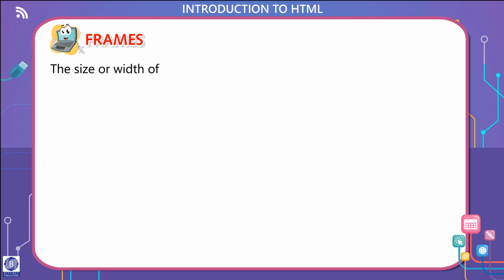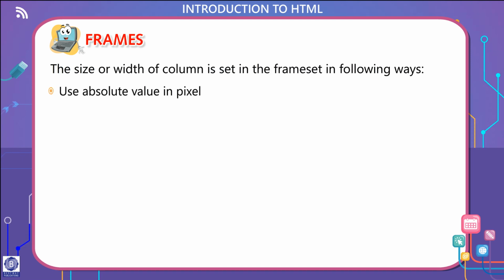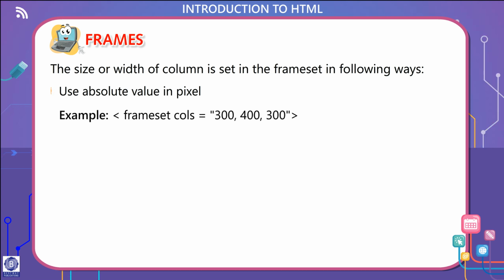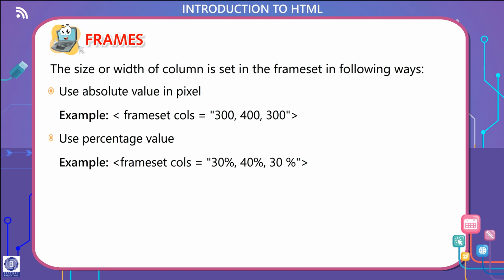The size or width of a column is set in the frameset in the following ways. Use absolute value in pixels. Example, frameset cols is equal to "300, 400, 300" in double quotes. Use percentage value. Example, frameset cols is equal to "30%, 40%, 30%" in double quotes. Use wildcard values.